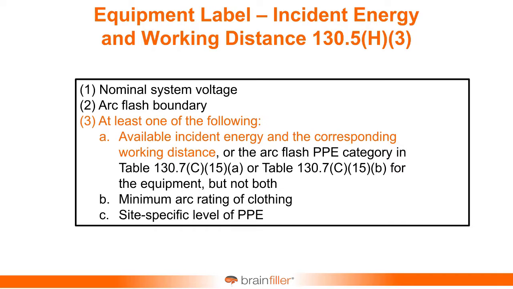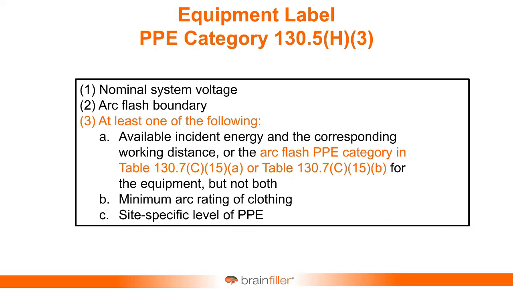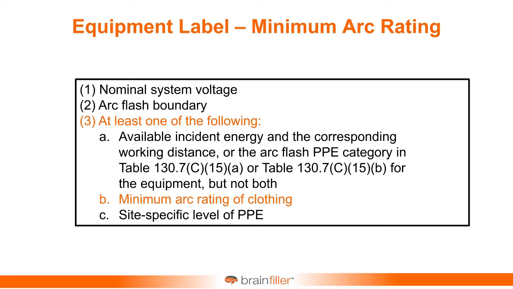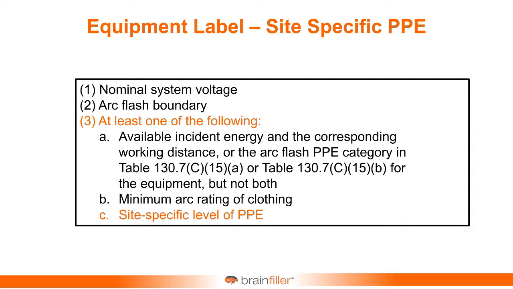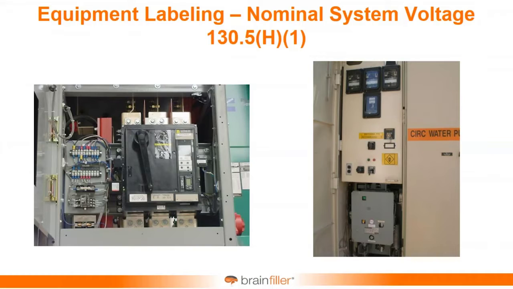And this can either be the available incident energy, and that's generally going to be from a calculation from methods like IEEE 1584. You also have to have the corresponding working distance, or you can use the PPE category that is in NFPA 70E, or the minimum arc rating of the clothing, or site-specific PPE. So let's take a look at these one at a time. The nominal system voltage is to assist with the shock risk assessment, so you know what gloves to wear and what type of protection you need, what your voltage exposure is for the electric shock hazard.